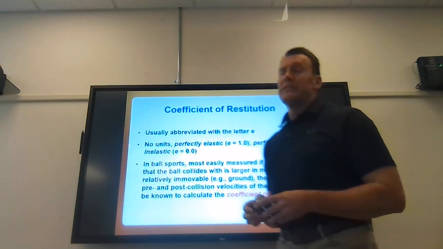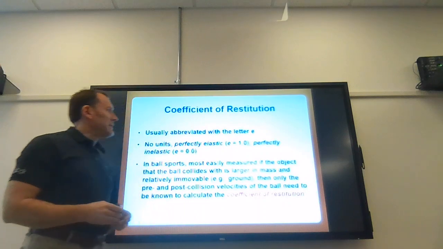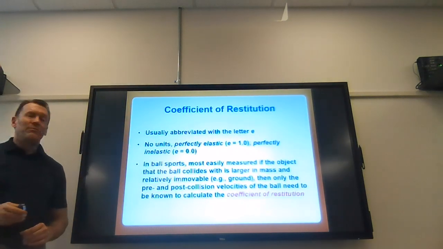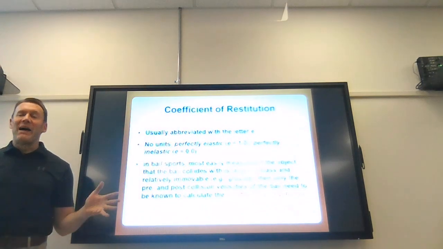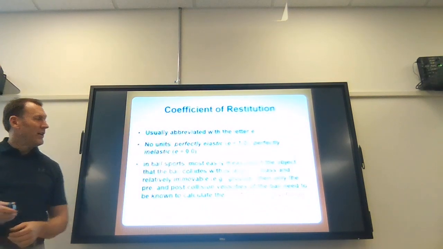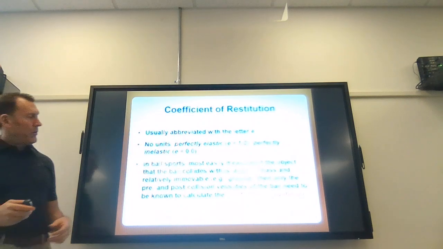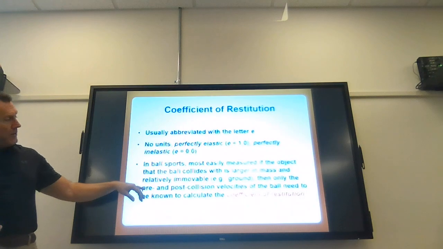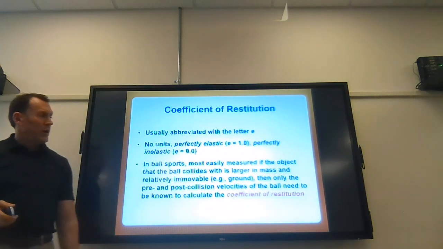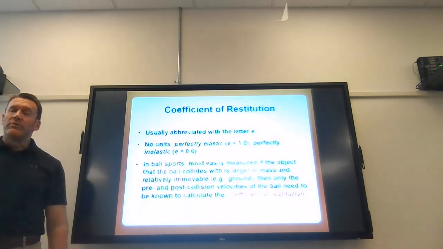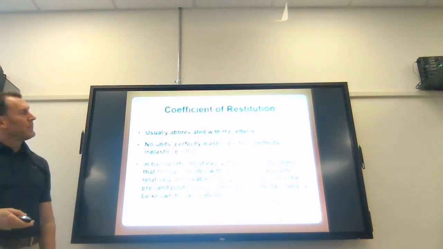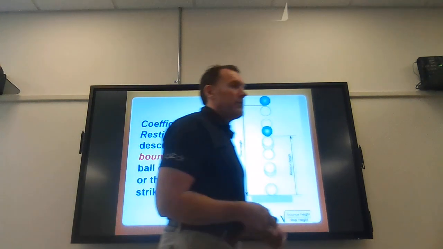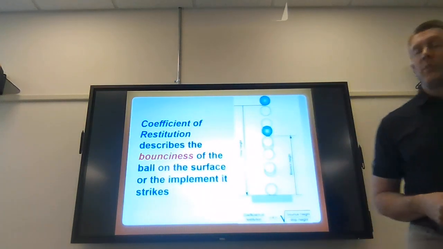Ball sports are nice. It's easy to conceptualize because the ground doesn't move, and the ground has a really high mass relative to anything that you're dropping onto it. So all we really need to know, if it's the ground that we're dropping something onto, are the pre and post collision velocities of the ball to calculate the coefficient of restitution. So in other words, the coefficient of restitution describes the bounciness of the ball.